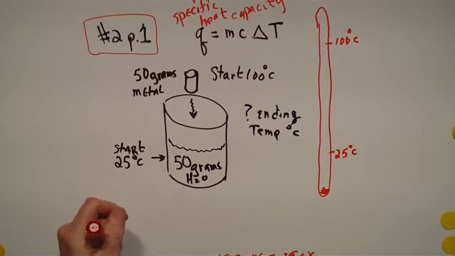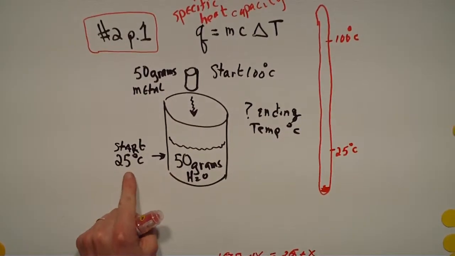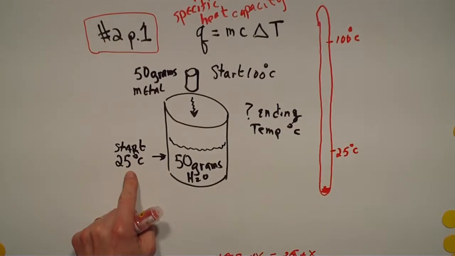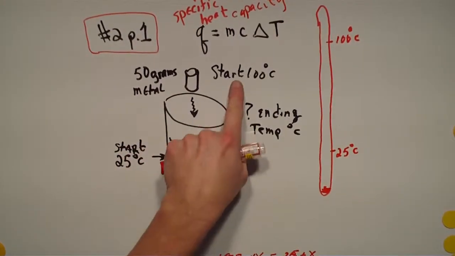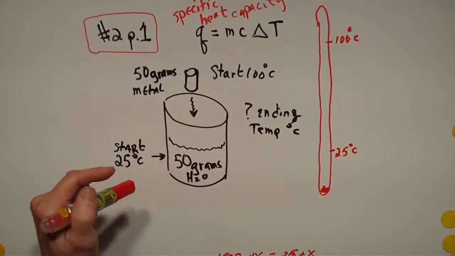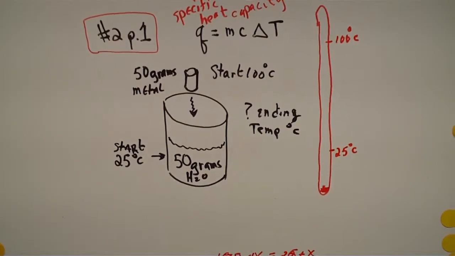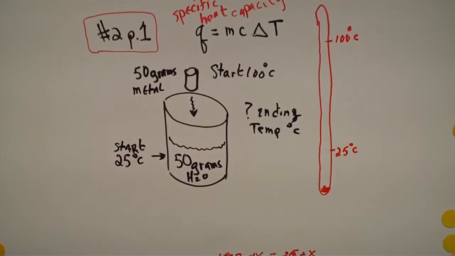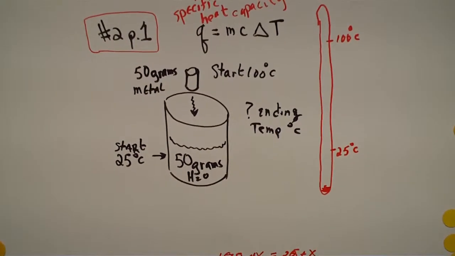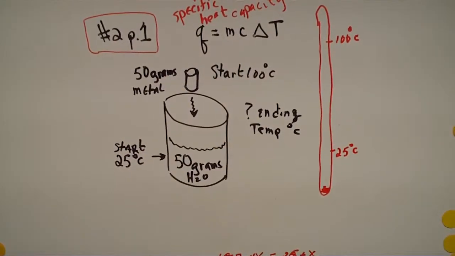Now in this problem, we've got a container that has 50 grams of water in it. Starts at a temperature of 25 degrees C. You have this other object, a piece of metal, starting out at 100 degrees C, pretty hot, and there's 50 grams of this metal. So notice we have the same amount of mass for the metal and for the water. And so the mass term here in this case is going to be equal, and it's going to tend to cancel out.